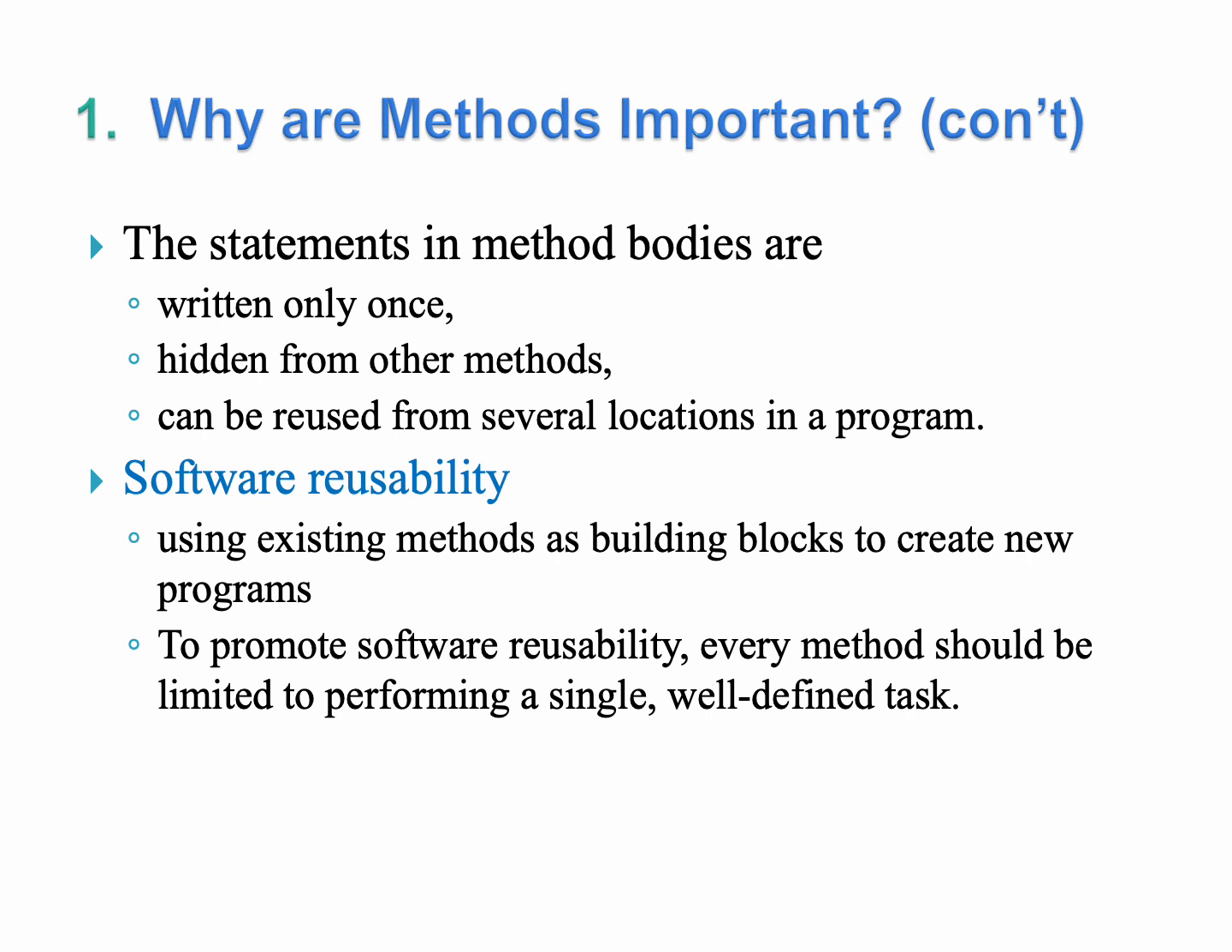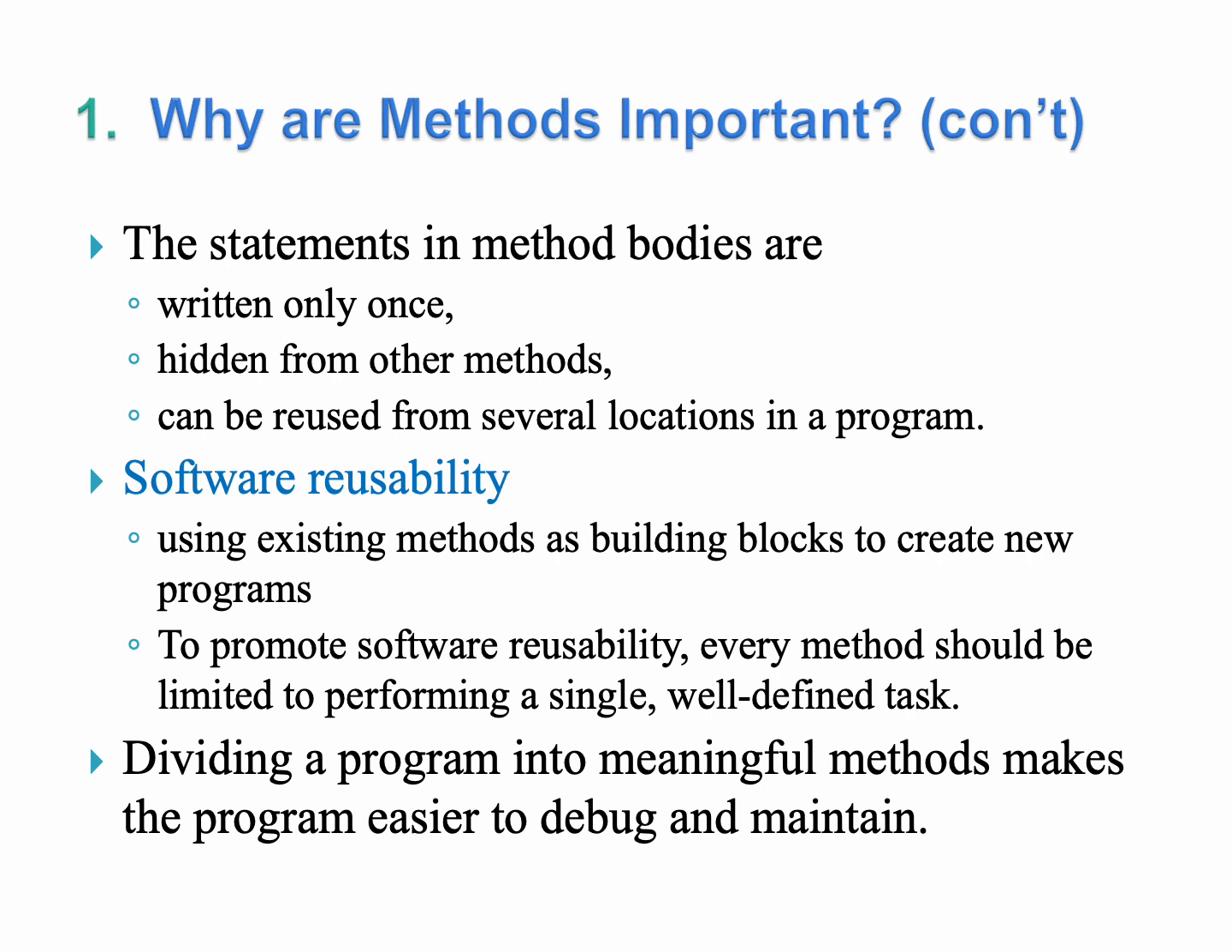If you cannot choose a concise name that expresses a method's task, your method may be attempting to perform too many tasks and should be broken into smaller ones. Dividing a program into meaningful methods makes the program easier to debug and maintain.